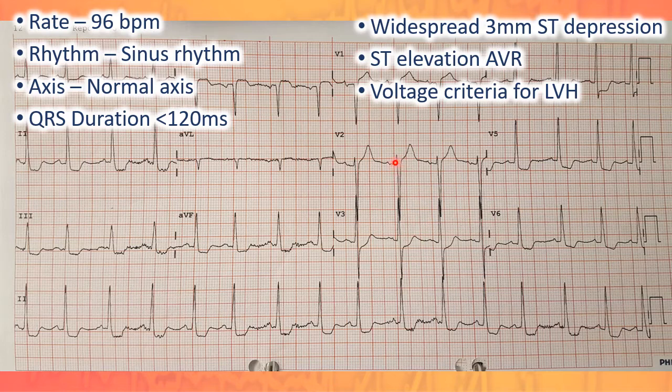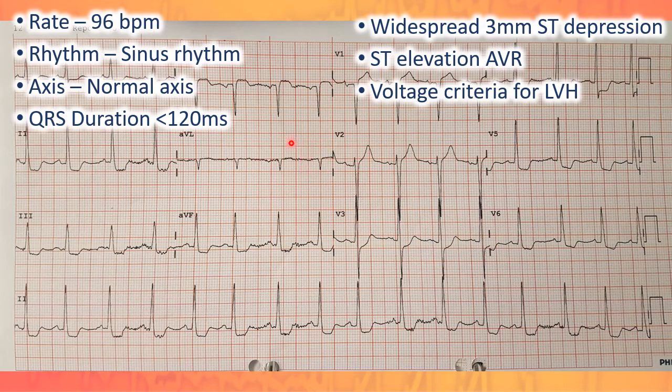We see what could be early repolarization or high takeoff in V1, V2, but I would be concerned about it in this situation. We have voltage criteria for left ventricular hypertrophy, but LVH secondary to strain should really be more limited in its extent. I'll be showing another ECG of that in another series.